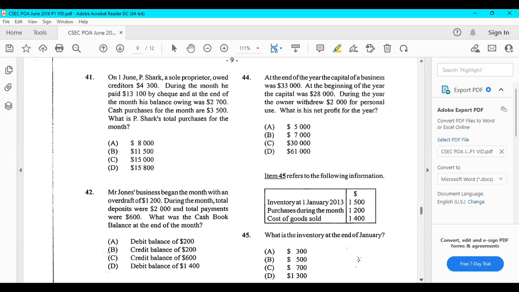So it's going to be the $13,100 minus the beginning $4,300. That's $8,800 plus the $2,700 owing at the end, which is $11,500 as our credit purchases. But the question asks us to find the total purchases. So you need to add the total credit purchases to your total cash purchases, which in this case is $3,500. And I'm getting a 15,000 answer right here, which is C. All right.